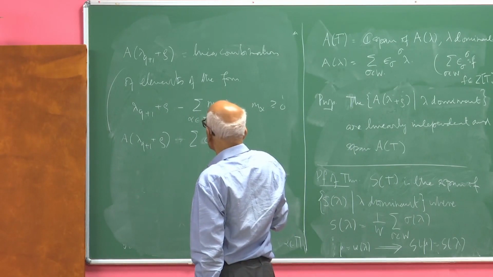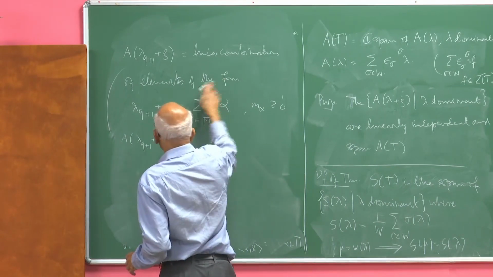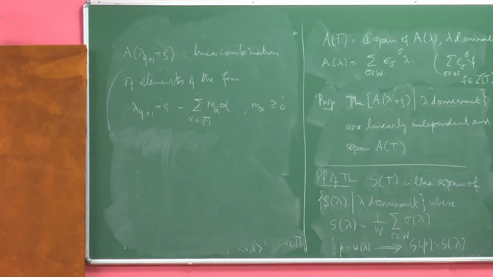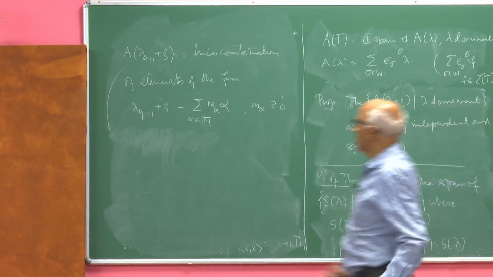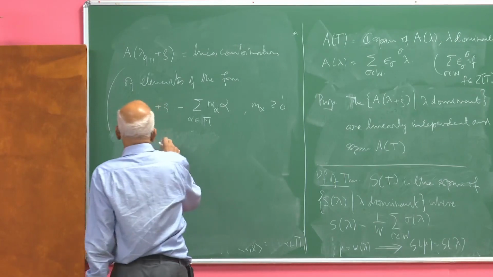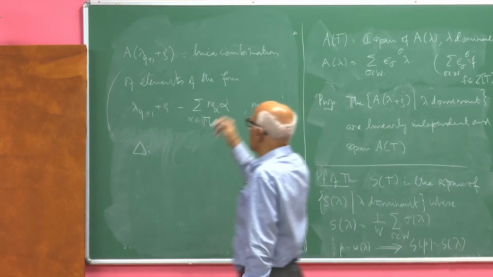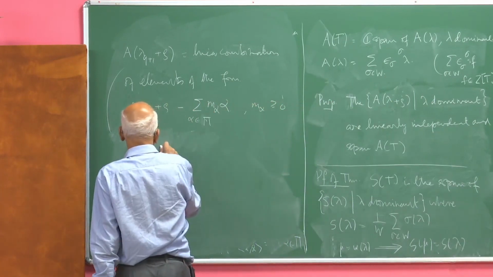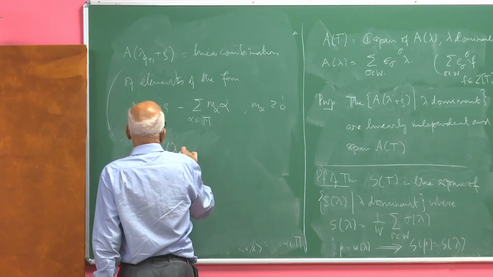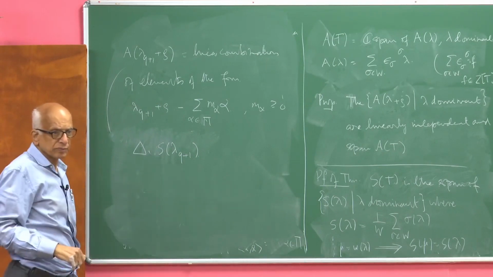No, wait a moment, what am I saying? Anyway, so linear combination of elements of this form. Let me keep it as it is. Now I want to say, now look at the element delta times the symmetrizer of lambda q plus 1. Symmetrize this, look at this product.